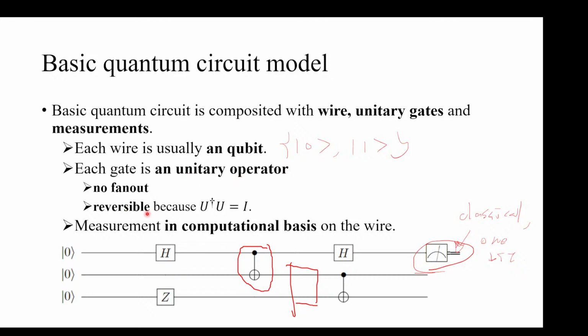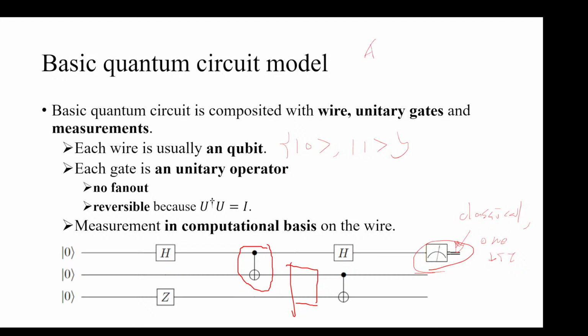Also, one interesting thing is that every gate here is reversible, because we know every gate is a unitary operator, and we can always reverse the operation of a unitary. You apply the unitary, then you can apply the inverse, U dagger, so you can always reverse everything you do on the circuit by just applying the inverse of your unitary. This is different from usual classical computation, because a lot of gates in classical computation are not reversible.